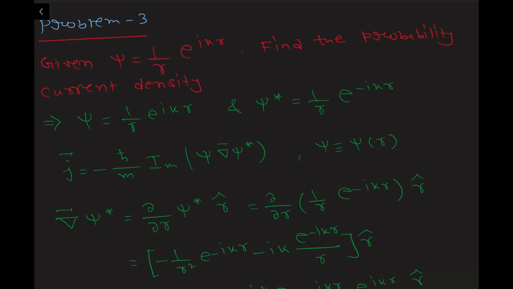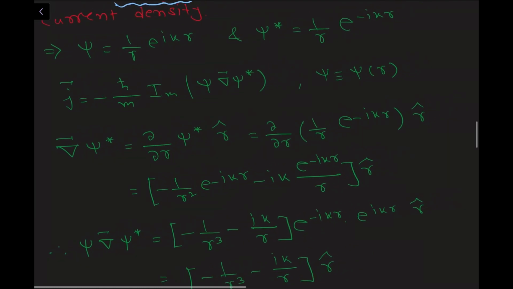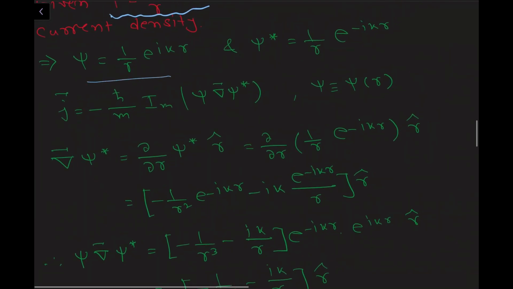Now came to problem 3. In this problem we have to calculate probability current density. A wave function is given, psi is equal to 1 by r e to the power i k r. Now psi is given, psi star will be 1 by r e to the power minus i k r. In psi star we have to replace i by minus i.